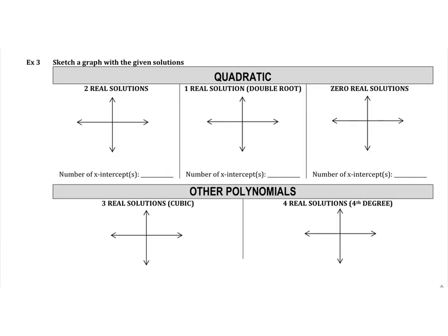So the next piece is following on the idea of what I just talked about, which is that real solutions equal our x-intercepts. So we're going to sketch some graphs where I'm going to have 2 real solutions, 1 real, which is what we're going to call a double root, and 0 real solutions, okay? Now, again, quadratics always have 2 solutions, but they can be real or imaginary, okay? So again, in Algebra 1, we're focusing on the real solutions.